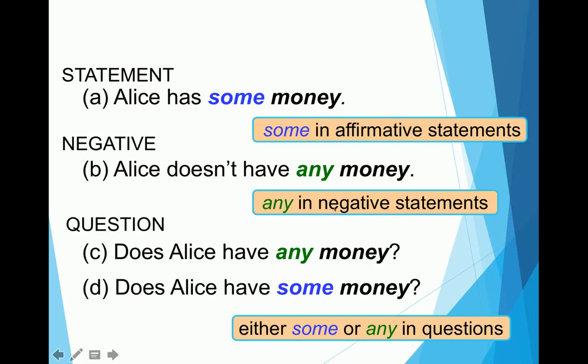Any is used in negative and interrogative sentences. Alice doesn't have any money. Does Alice have any money? Does Alice have some money?